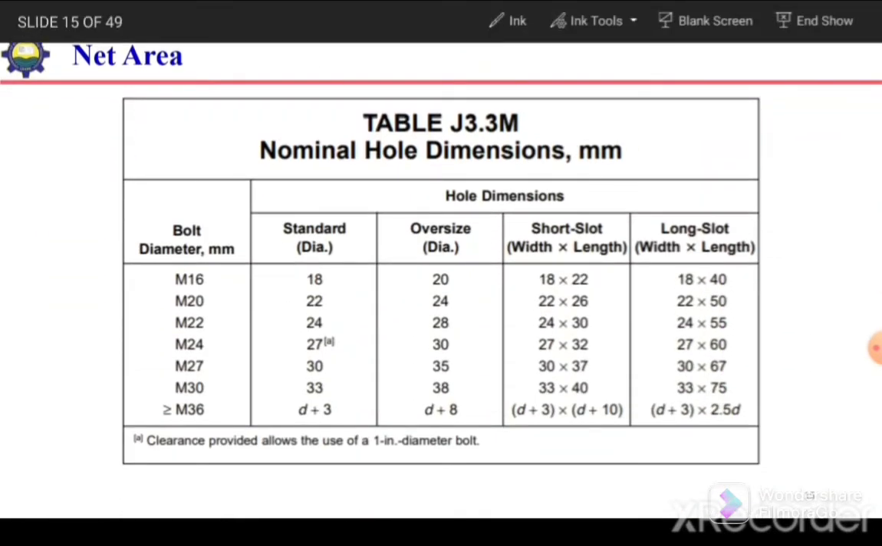Okay, here our table is given in AISC code, table J3.3. So here corresponding to the diameter of bolt, the standard diameter of hole is given. For example, for M16, the diameter of hole is 18 millimeter. It means it is 2 millimeter larger than that of bolt diameter.